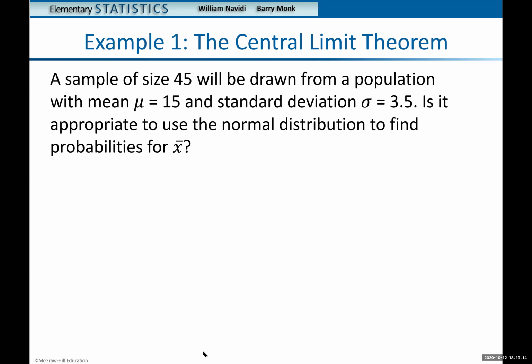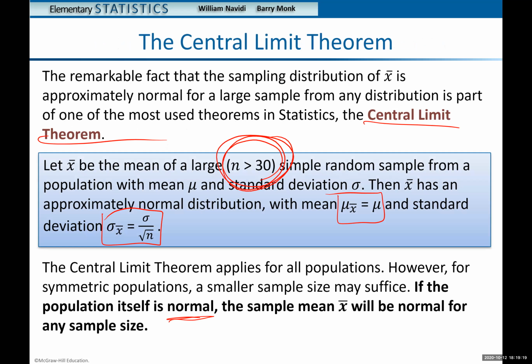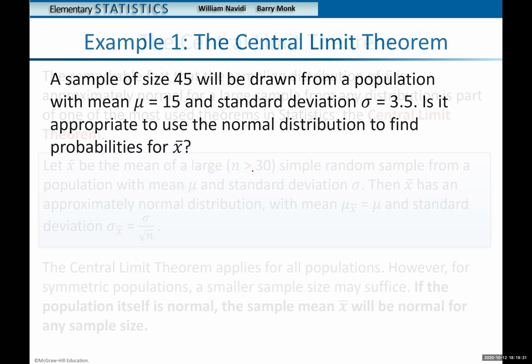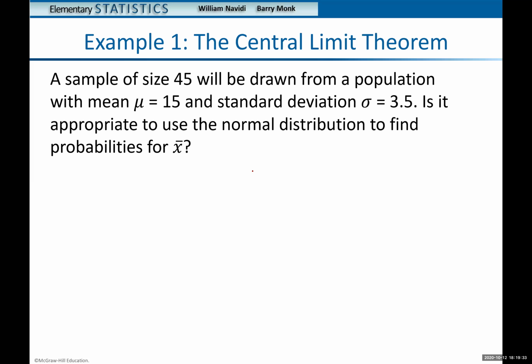Let's go back. When can we use the central limit theorem? Let x̄ be the mean of a large (n greater than 30) simple random sample from a population with mean mu and standard deviation sigma. Example 1: a sample size of 45 will be drawn from a population with the given mean and standard deviation. Is it appropriate to use the normal distribution to find the probabilities of the mean?